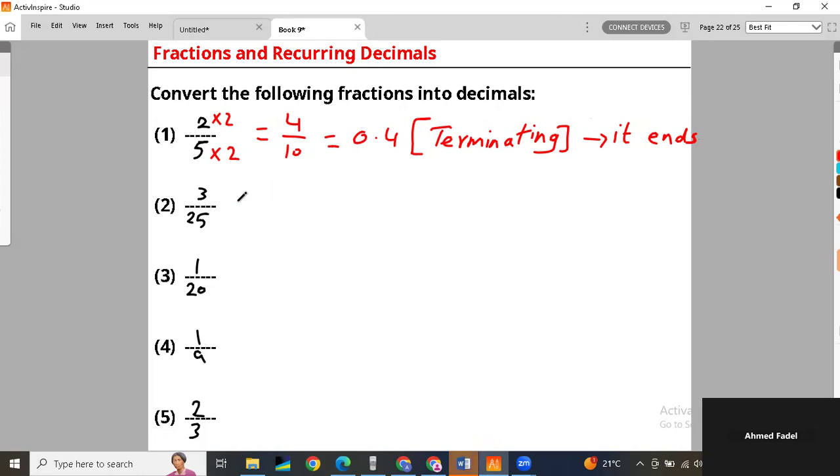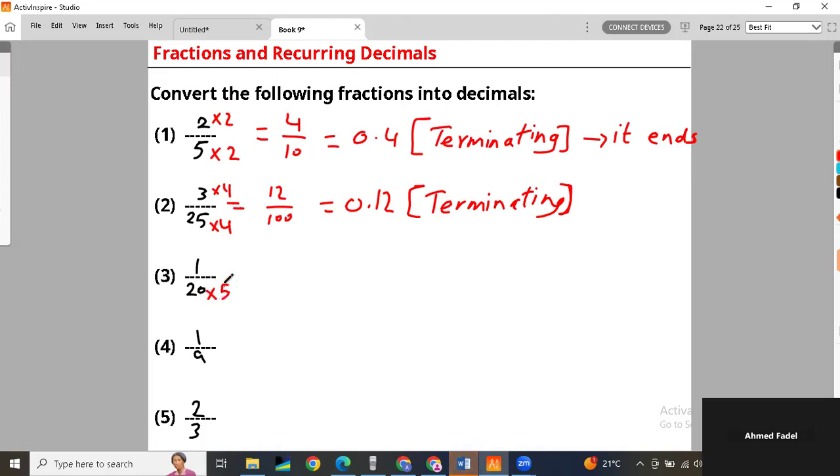All right. The next fraction over here, to make it into a decimal, I need to multiply this by 4, multiply this by 4 to give me 12 over 100, which is 12 hundredths, which means the last digit is in the hundredths place, 0.12. And this is also terminating, which means the decimal ends. Terminating decimal. Good.